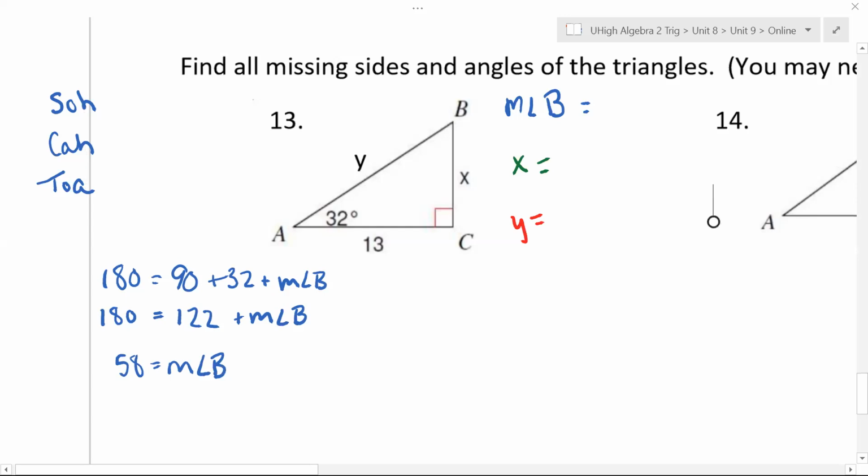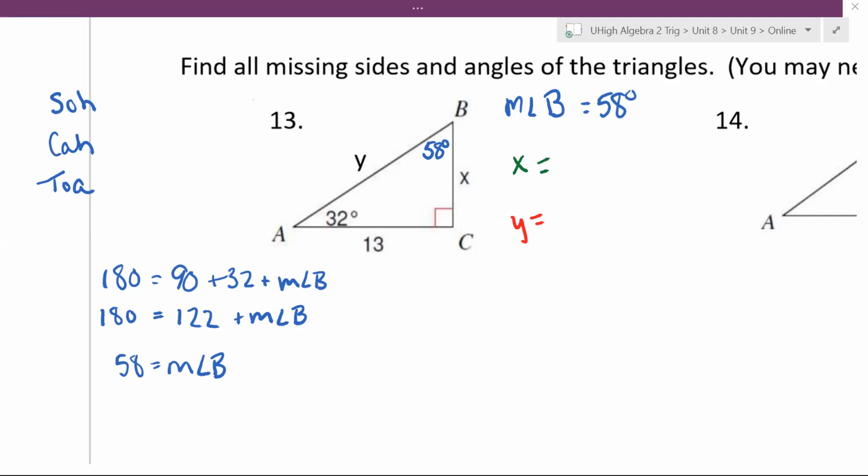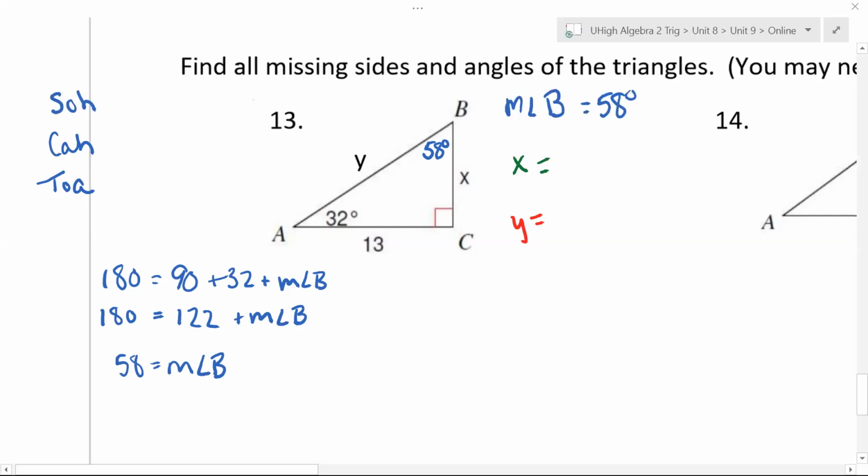All right, so we found that the measure of angle B is 58 degrees, and I'll go ahead and label that in my image as well. Okay, so now here's the interesting part. I don't have a 30-60-90, and I don't have a 45-45-90, so I don't have any of those shortcuts that I can use to find my X and my Y.